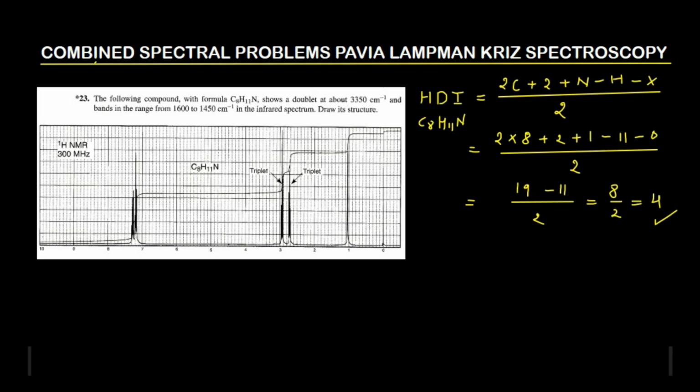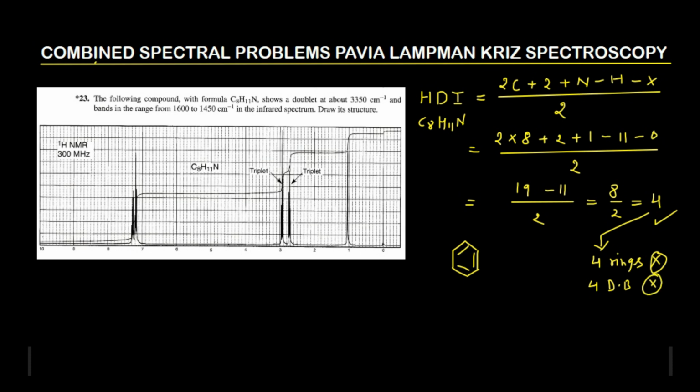So the hydrogen deficiency index is 4, and this is the perfect fit for benzene. These are the 3 double bonds and 1 ring. So what is the meaning of the 4? Your molecule may have 4 rings, which is not possible in this case. Your molecule may have 4 double bonds, which is again not possible in this case.